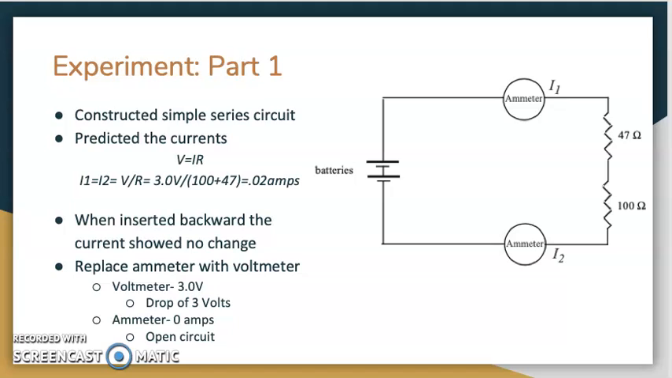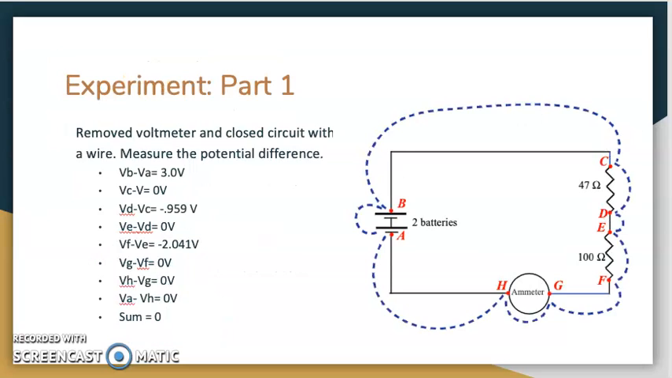We then inserted the connection backwards and determined that the current showed no change. Lastly, we replaced the ammeter with a voltmeter and read the voltmeter to be 3.0 volts, and this was because there was a drop of 3 volts by doing this change, and the ammeter was equal to 0 amps because it was now an open circuit.